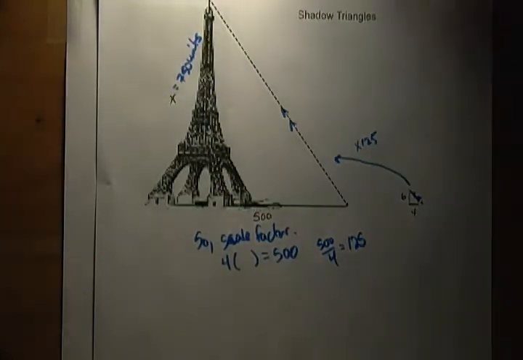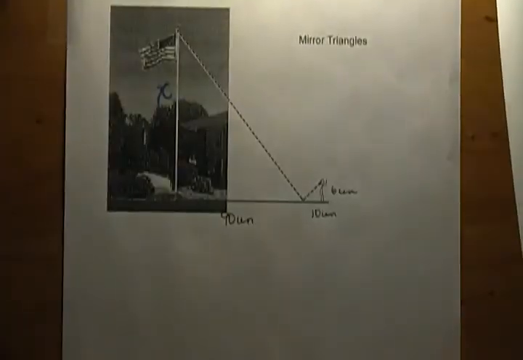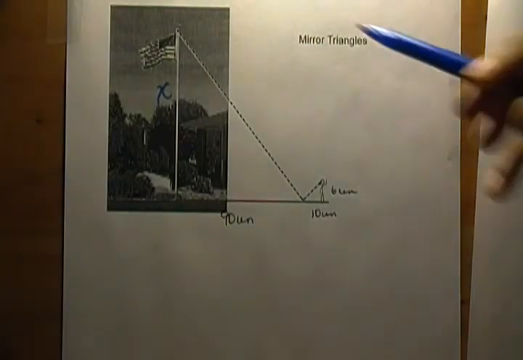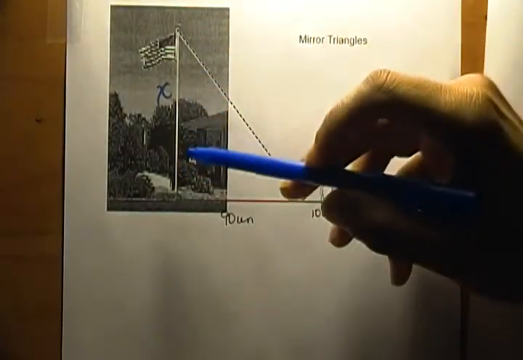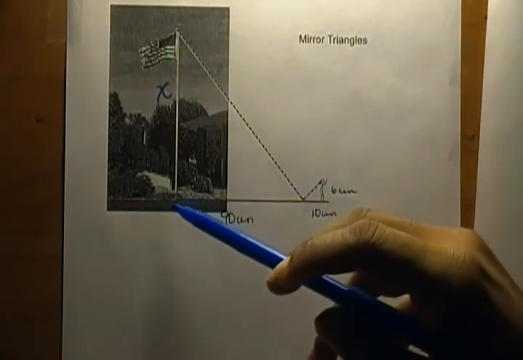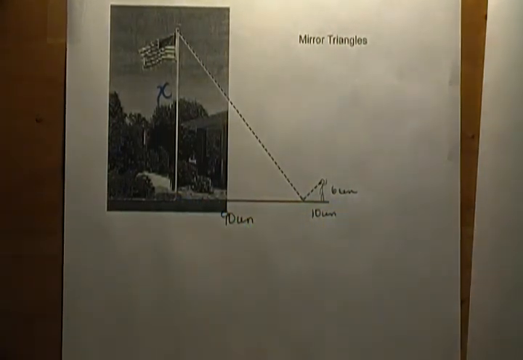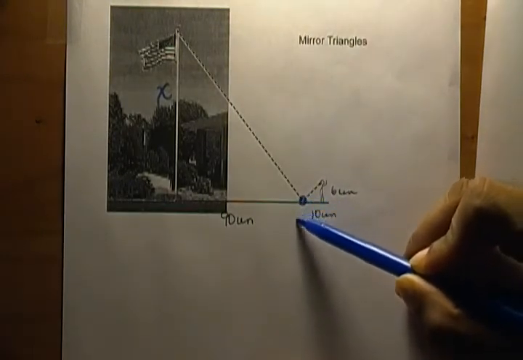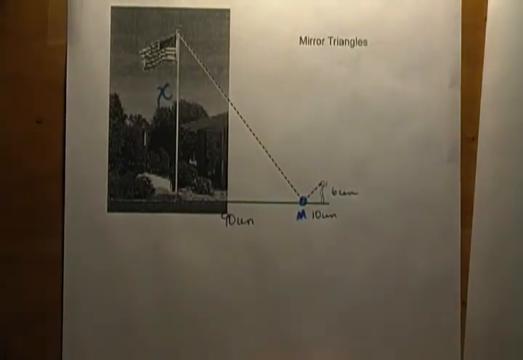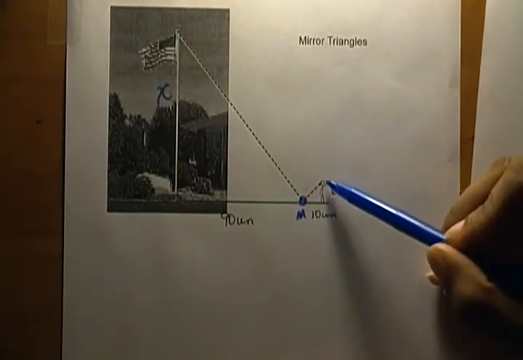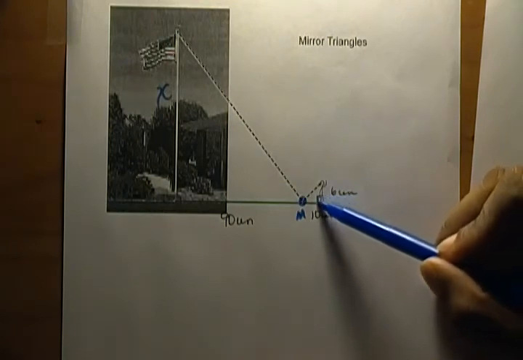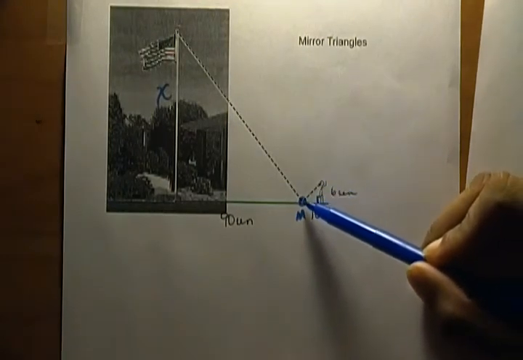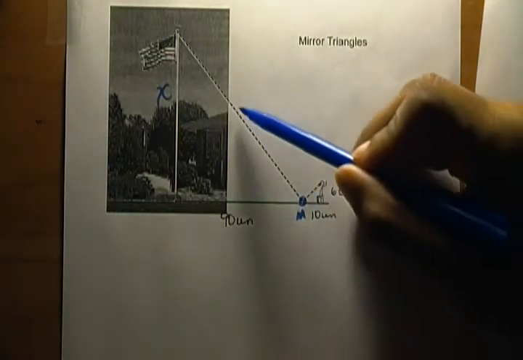Let's use another method. This time we have a flagpole. It's x units long. It makes a shadow. Oh no, this isn't the shadow one. This is the mirror triangle. So right here, there's a mirror on the ground. The idea is that a person standing right here, assuming they're perpendicular to the ground, can look at the mirror on the ground and should be able to see the top of the flagpole.